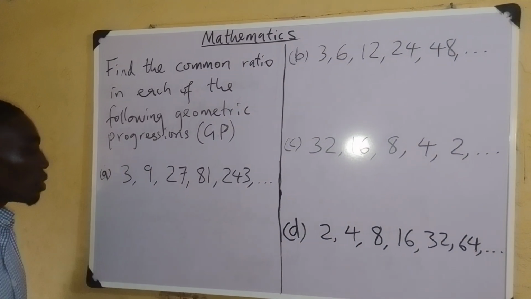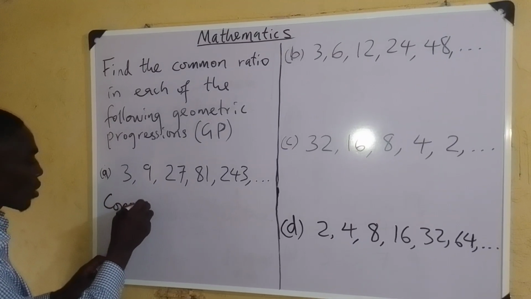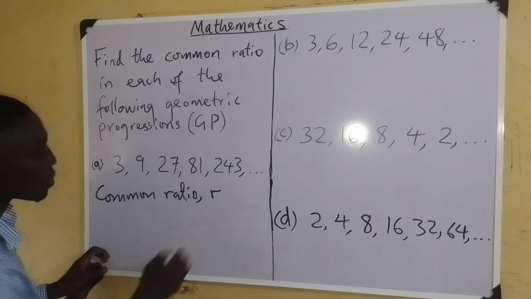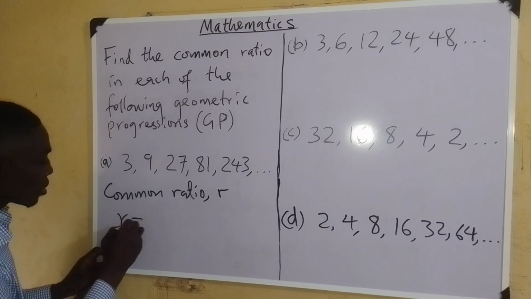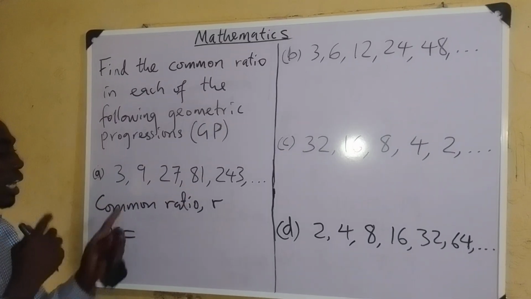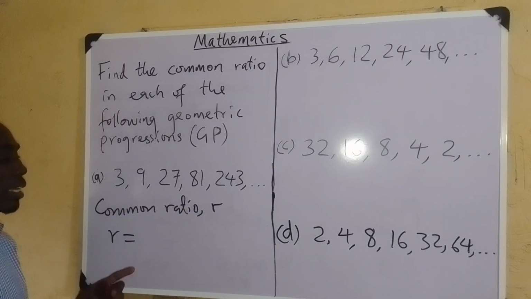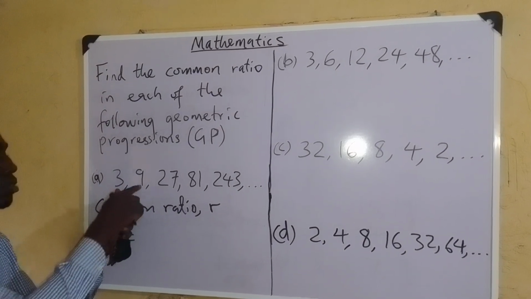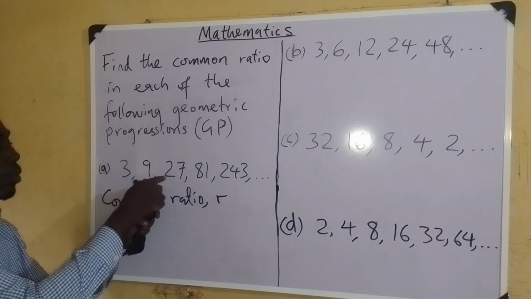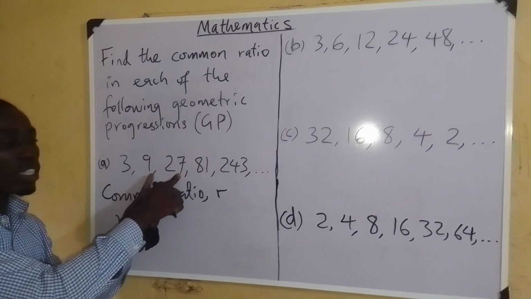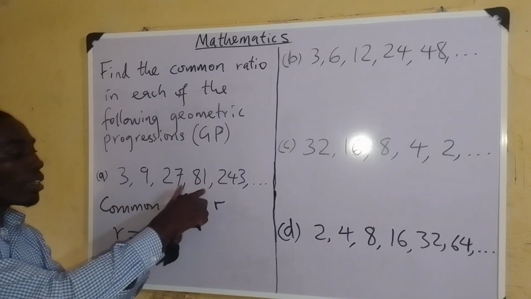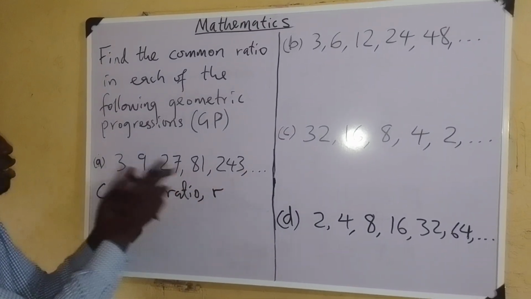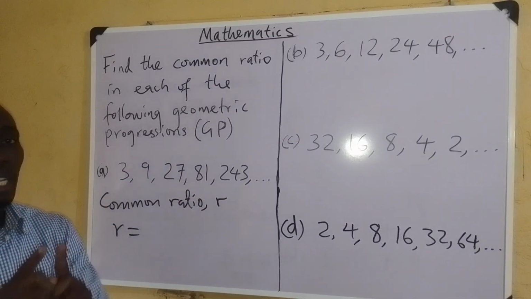Then how do you find the common ratio? The common ratio is represented with the symbol r, small r. How to find it is simply by dividing the second term by the first term. Use the first term and divide the second term, or use the second term and divide the third term, or use the third term and divide the fourth term, and so on. No matter the one that you use, you are expected to get the same answer.